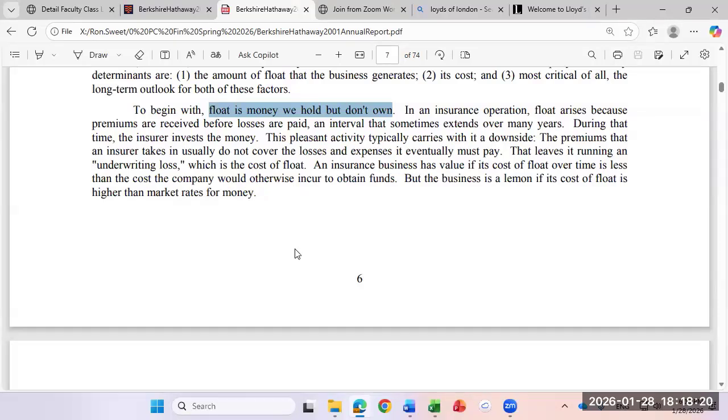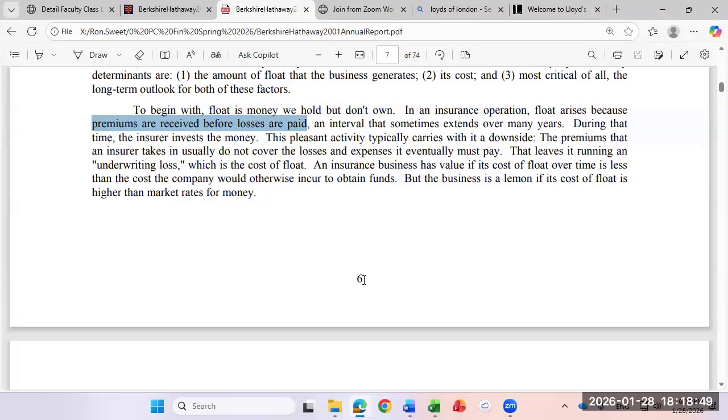So if you have someone's money and it's not yours, that's what he's saying float is. So what's key with float? Make sure in your notes, really key with float is this idea of a time delay. It's a timing issue. Why do we have float? Because float arises because premiums are paid or received before losses are paid.